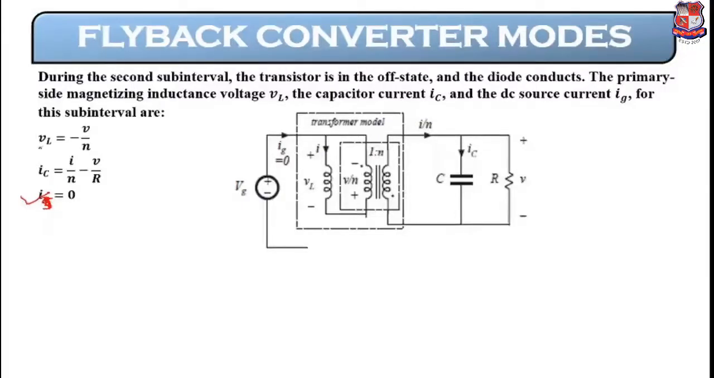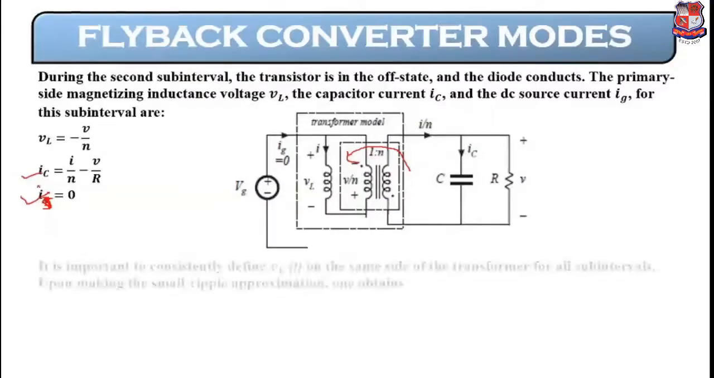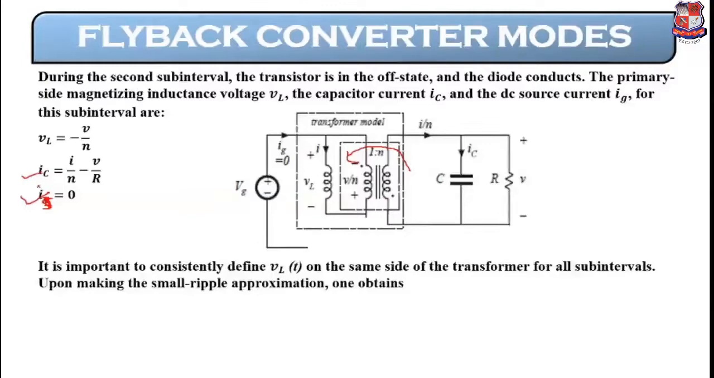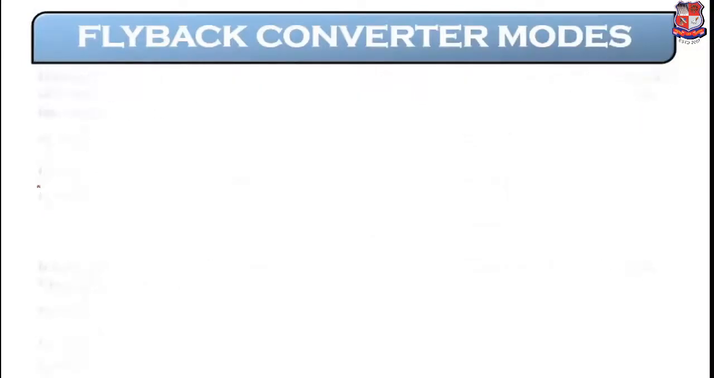What will be the inductor voltage? The voltage across this inductor. For this case you have to bring the voltage from secondary to primary side. In the previous case you brought voltage from primary to secondary. Over here you have to bring secondary to primary. Similarly you have to find the capacitor current. We will see these equations in the next slide.